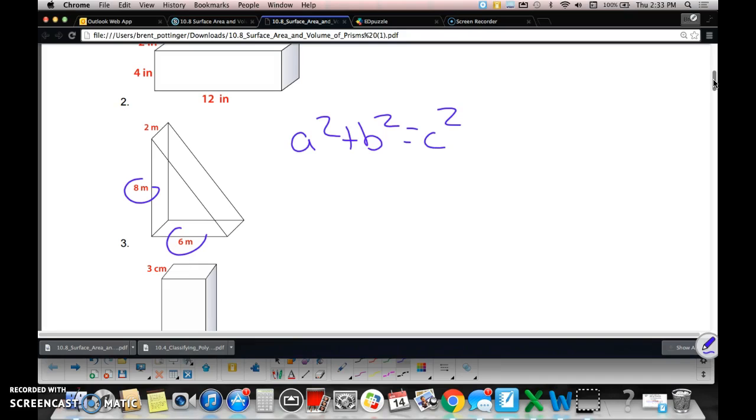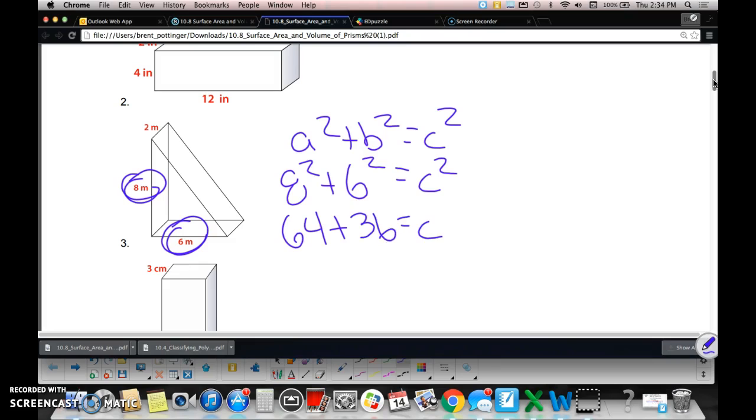Somebody tell me what a squared is. 8 squared, right? We're going to use this as our a. What do we use for our b? 6. What's 8 squared? 64. What's 6 squared? 36. What's 64 plus 36? 100. If 100 equals c squared, what times what equals 100? 10. So I now know that my third side of a triangle is 10.